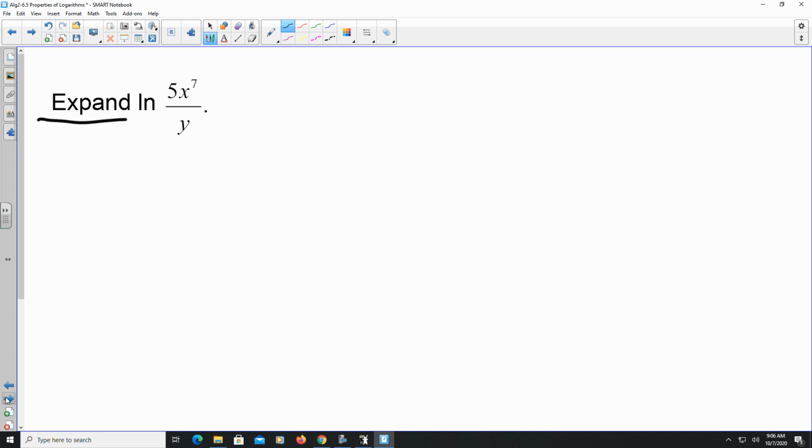In this case, because we have a fraction, 5x to the 7th over y, the first step is to use the quotient property. So this is the natural log of 5x to the 7th minus the natural log of y. Now make sure there are no multiplication, division, or exponents inside these logs. y is by itself, so I'm done with that one. Natural log of y stays the same.